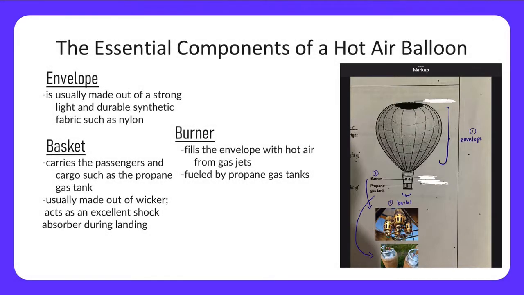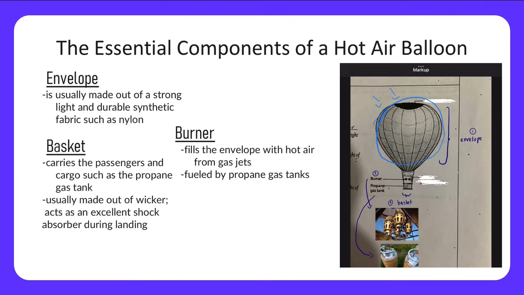Now, I want to talk about the essential components of a hot air balloon. A hot air balloon must have these three important components. The first one is the envelope. The envelope is this big cloth thingy that you can see on top of the hot air balloon. It is usually made out of a strong, light and durable synthetic fabric, such as nylon.